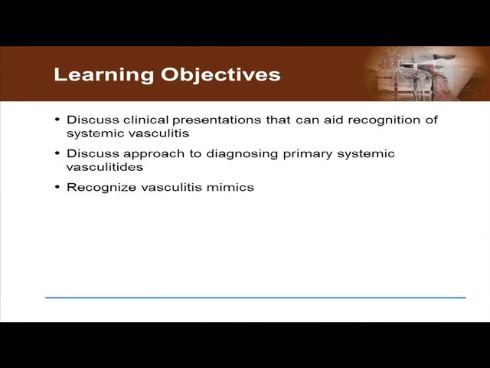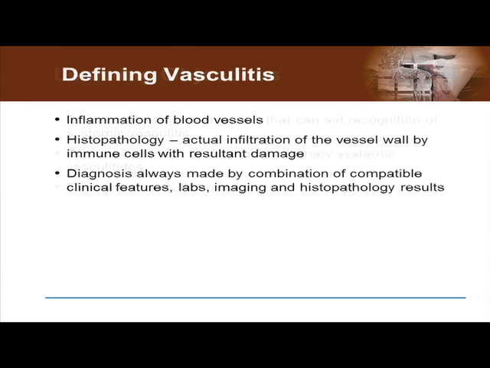The learning objectives for this presentation are to discuss clinical presentations that can aid the recognition of systemic vasculitis, also discuss the approach to diagnosing these diseases, and go a little bit over recognizing vasculitis mimics.